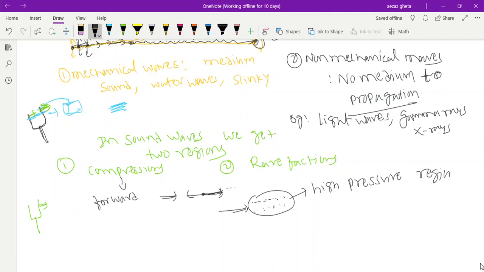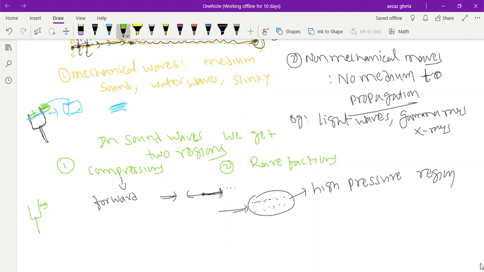You are getting it? So when a vibrating object moves forward, it pushes and compresses the air in front, creating a high pressure region. This region is called compression. I repeat, when a vibrating object moves forward, it pushes and compresses the air in front of it, creating a high pressure region. This region is called compression.